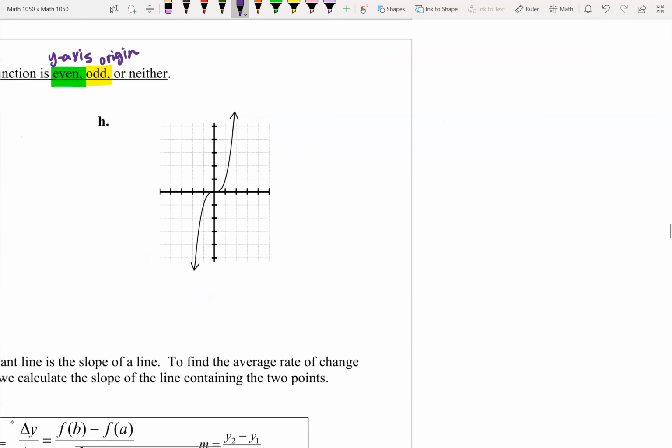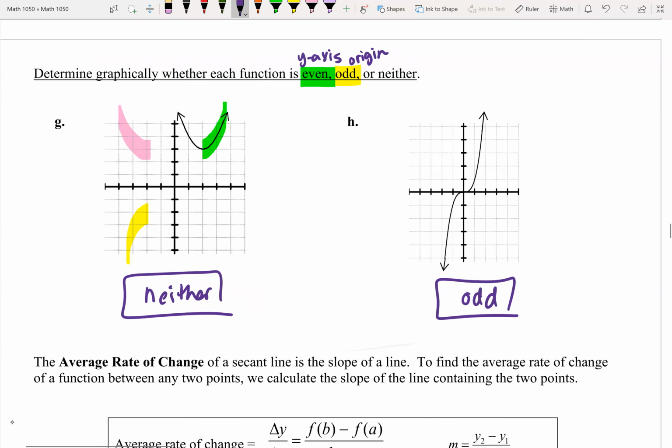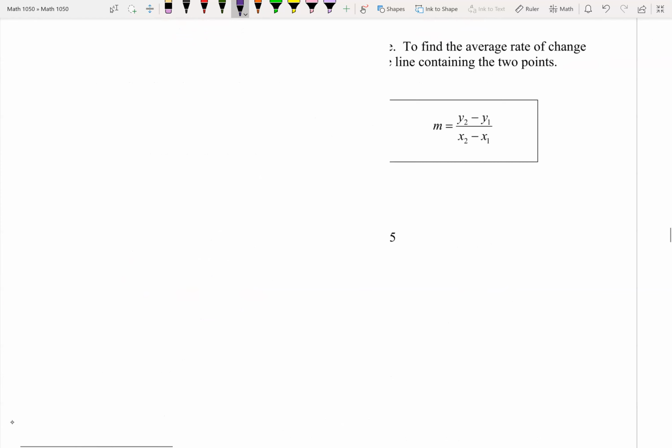You guys, question H is reflected across the what? Can you tell me that? Origin. It's the origin. Reflect x and then y, or y and then x. Therefore, the answer is odd. Okay, who says I totally get that? I'm great. Okay, good.